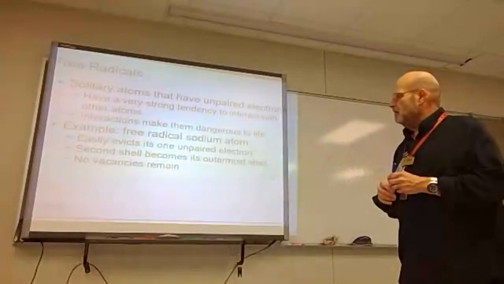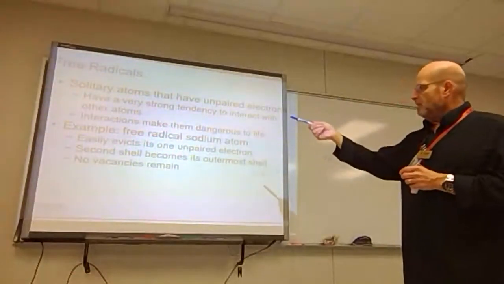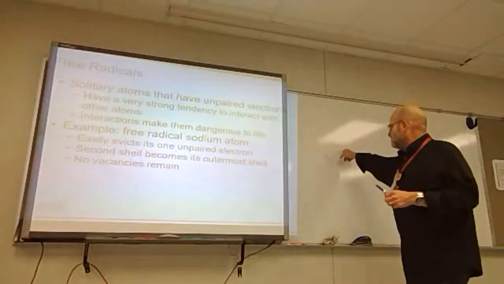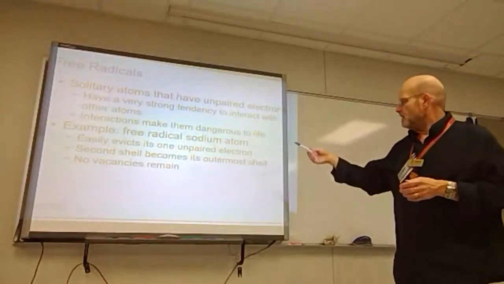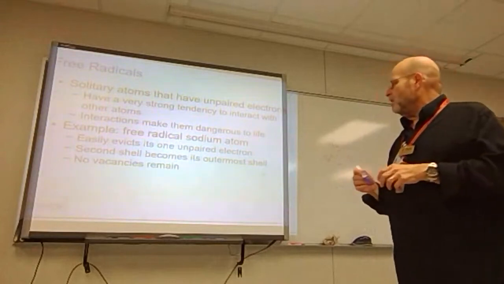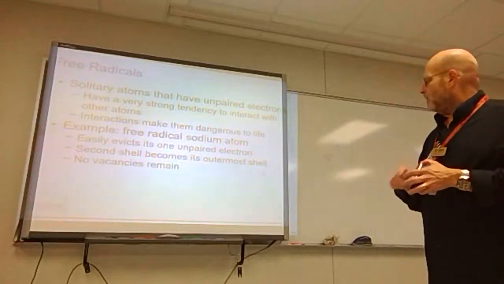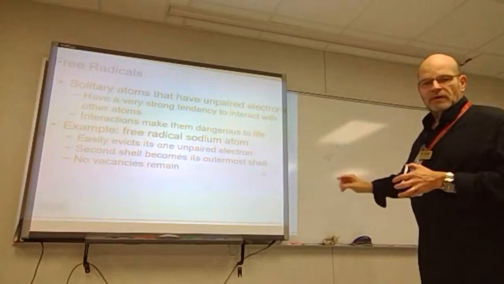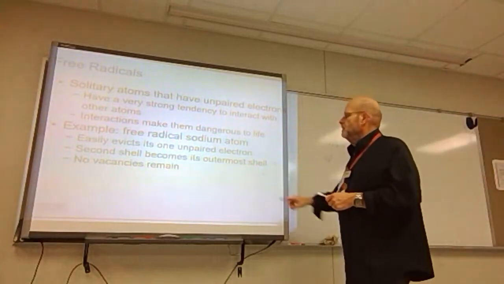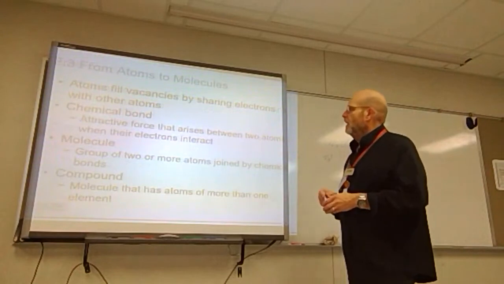Free radical sodium ions. Sodium easily evicts its 1 unpaired electron to form things like salt. The second shell becomes the outermost shell, thus no vacancy remains. That is a free radical, and you now have a sodium ion floating around. And those are actually beneficial to cells when they're in the right places.